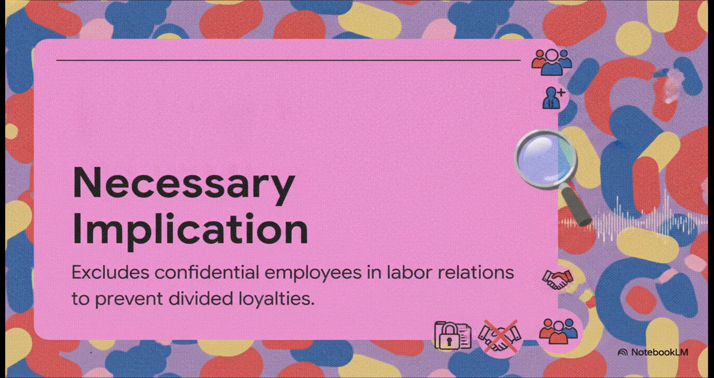And this brilliantly illustrates the real-world logic of the law, specifically through something called the doctrine of necessary implication. Think about confidential employees for a second. Say, the HR director's executive assistant who types up the company's confidential negotiation strategy. The law actually excludes them from unionizing to prevent divided loyalties and, quite frankly, internal espionage.